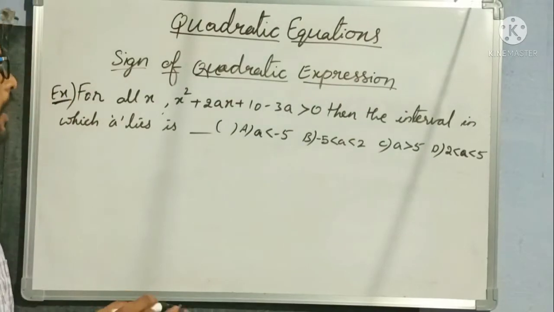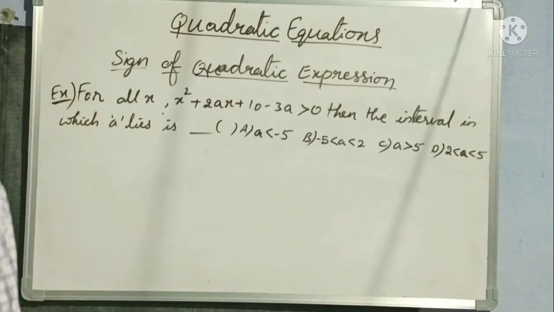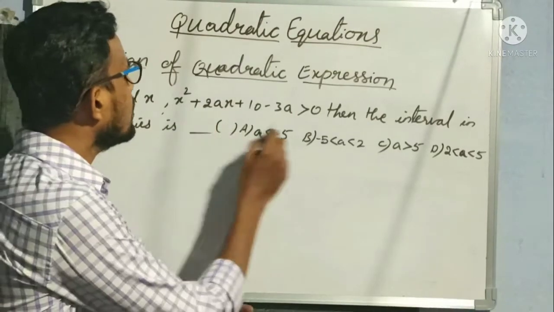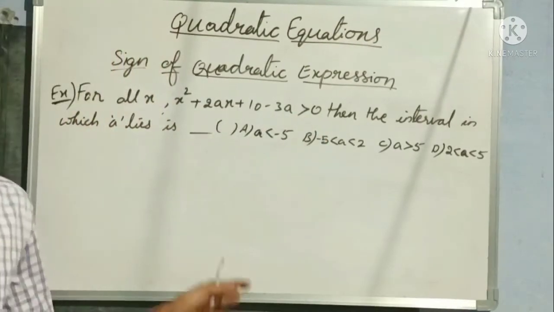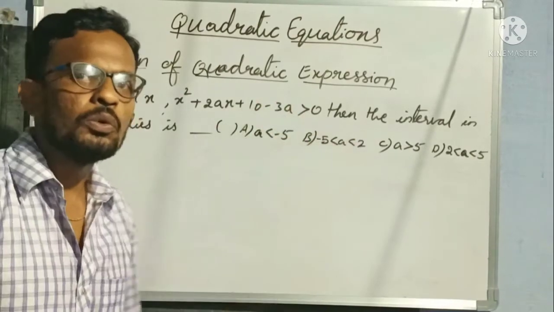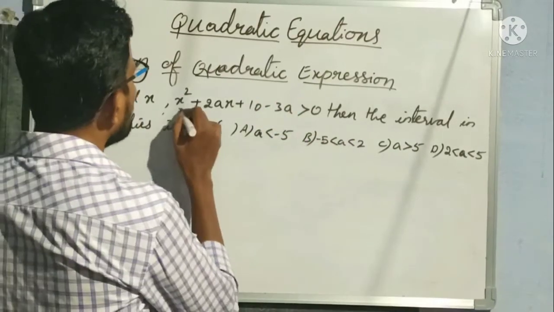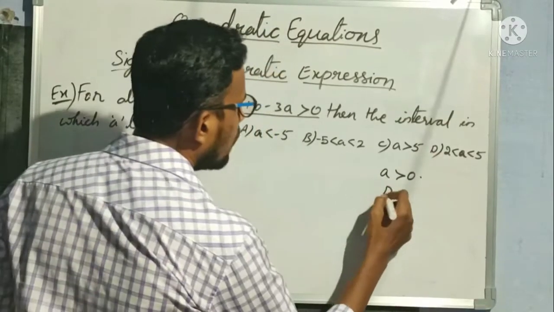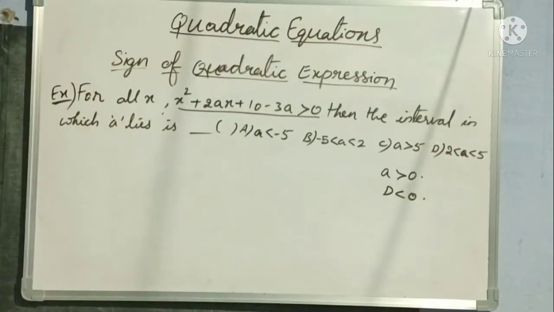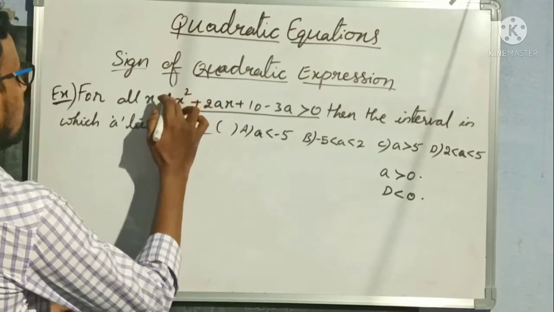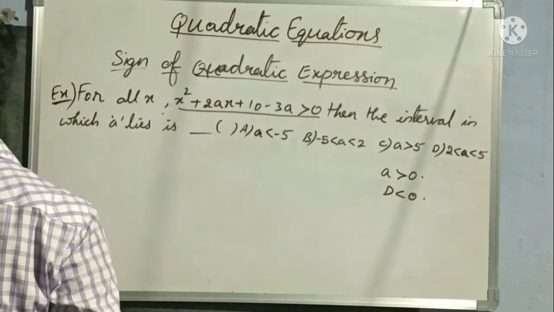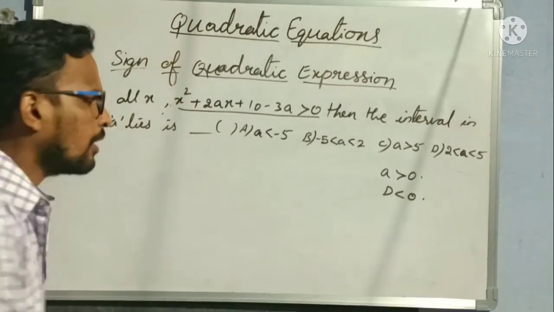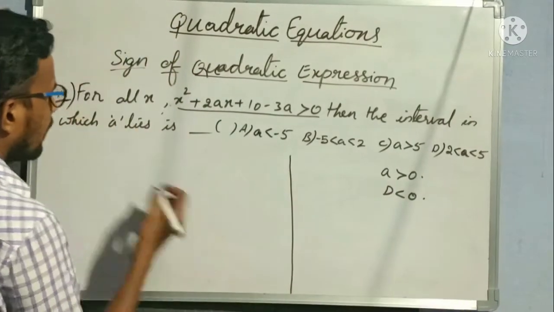Already I have said it depends on the sign of the expression. So here he is saying that this is greater than 0, means this is always positive. So when it is always positive, we have two conditions it should satisfy, that is a greater than 0 and D less than 0. Anyhow here we are having a as 1, so the first condition is satisfied. Next we have to see whether D is less than 0 or not. So let us find out the discriminant value here.